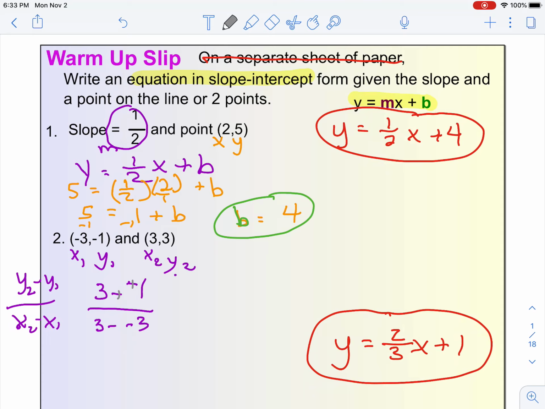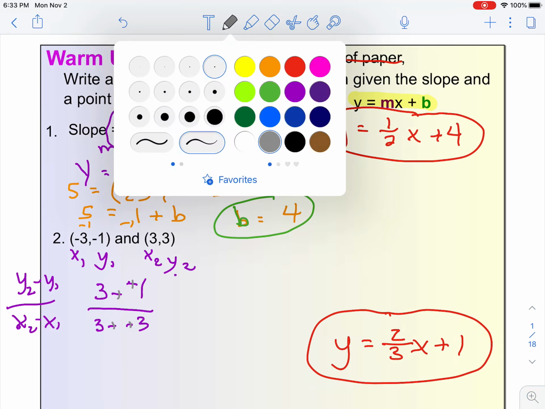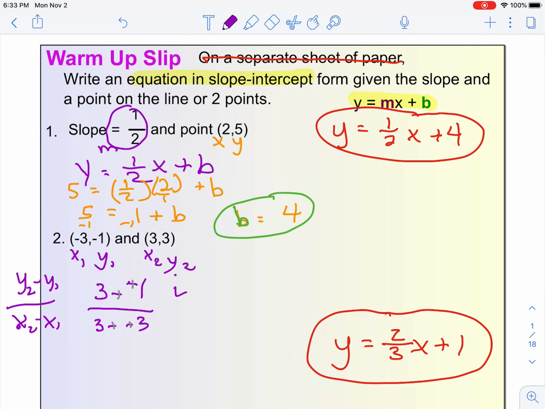So what happens when you subtract a negative, remember, is you add the opposite, because you're taking away a loss, which means you're adding it back in. So what you get for your slope then is you get 4 over 6. And reduced, your m value is 2/3. So notice that's this value right here. That is your m value.